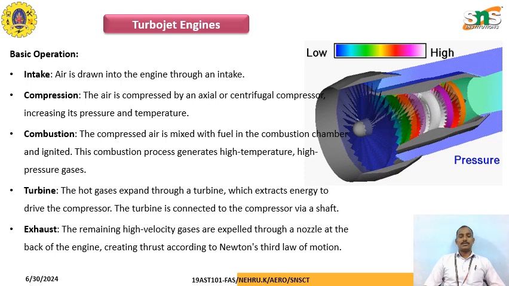Coming to the turbojet engine, the operation: air is taken in at the inlet, the compressor compresses the air, and in the combustion chamber the combustion takes place. The turbine produces energy and rotates the compressor via the shaft, and the combusted exhaust leaves through the nozzle, which produces the thrust force according to Newton's third law.